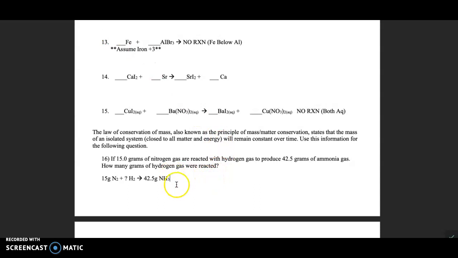It says how many grams of nitrogen were reacted. Well, based on law of conservation of mass, the total on this side has to be 42.5, meaning the total on that side has to be 42.5. So that means the amount of H2 is equal to 42.5 grams minus 15 grams to give me, mental math is hard, 27.5 grams of hydrogen in order to do that reaction. Again, stoichiometrically, that might not be accurate, but the principle of it is accurate.